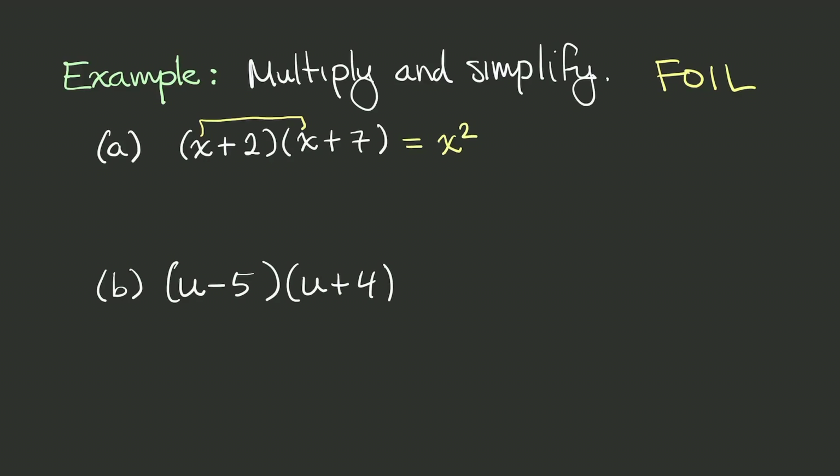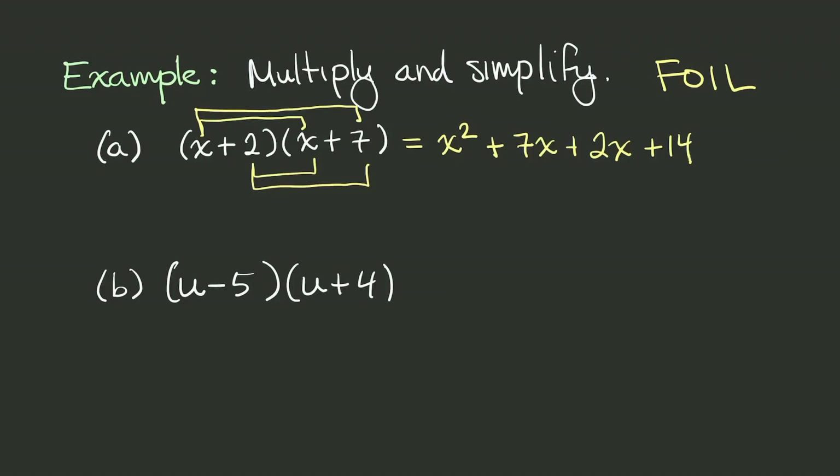Now we take the outer two terms, or the first term in the first binomial and the last term in the second binomial. That'd be x times 7, or 7x. And now we take the inner terms, the second term in the first binomial and the first term in the second binomial. That's 2 times x, so we'll get plus another 2x. And then finally, we'll take the last terms in each, and we'll get 2 times 7, which is 14.